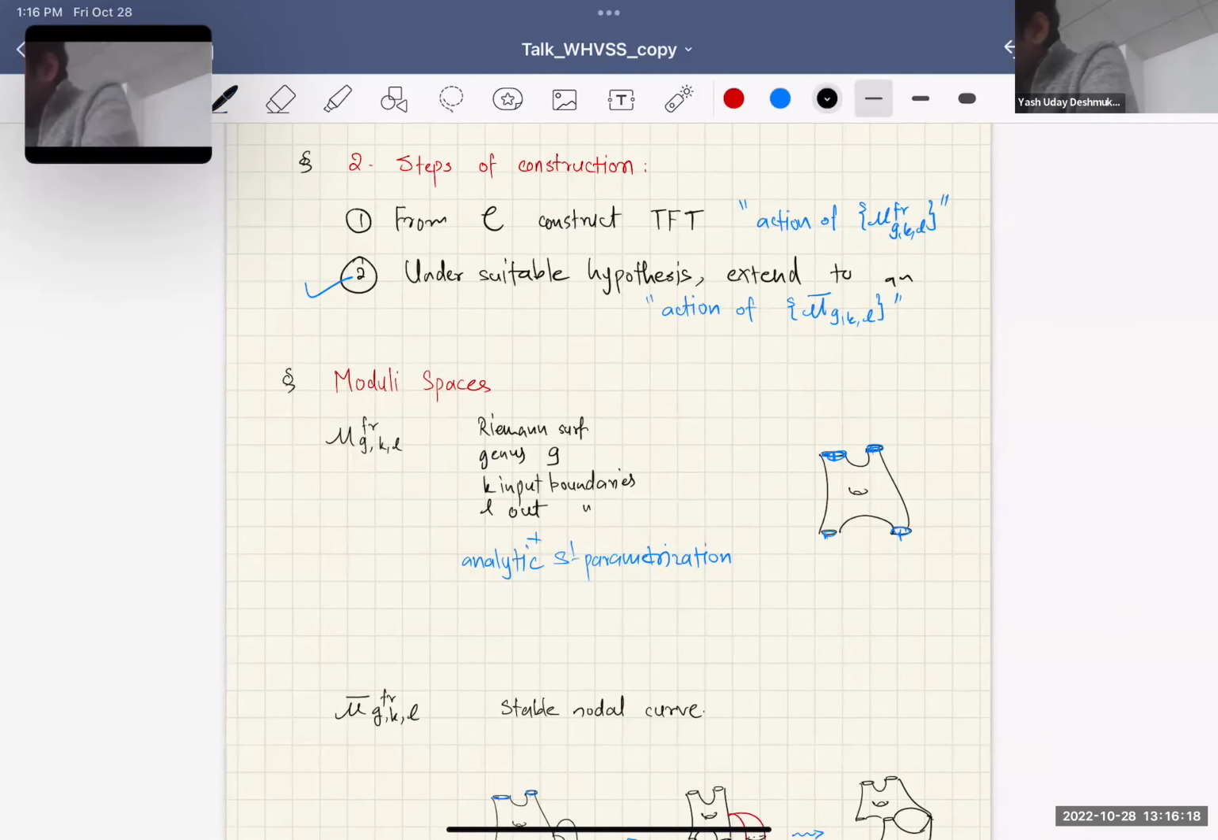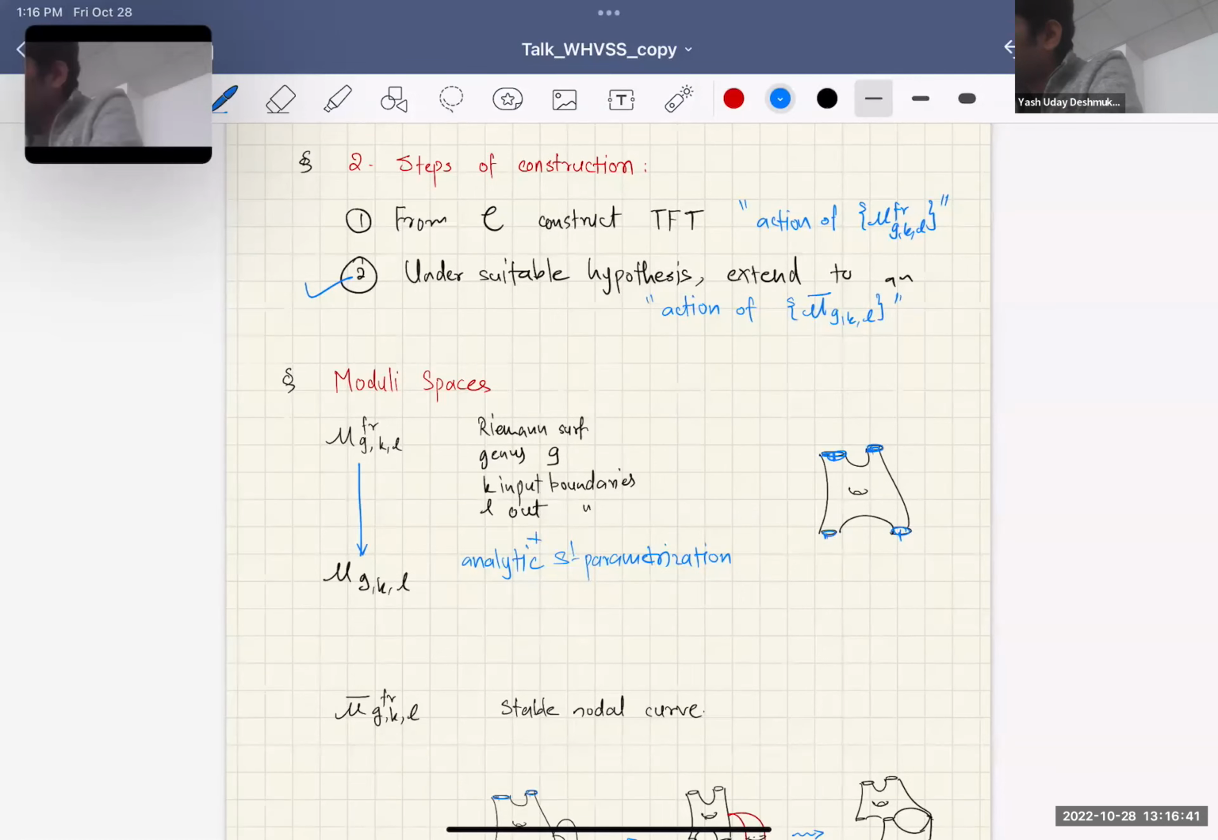The way you see this is, let's consider the moduli space of just Riemann surfaces with marked points. So a genus G Riemann surface with K input and L output marked points. So they have no boundaries. And I'm going to construct a map like this and analyze its fiber.